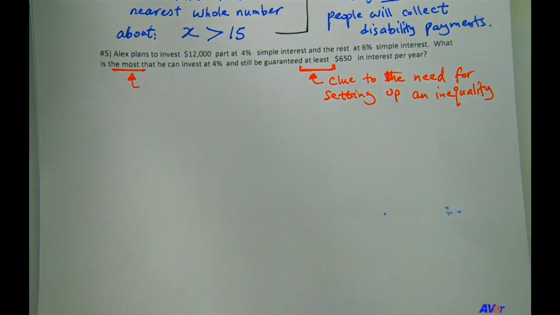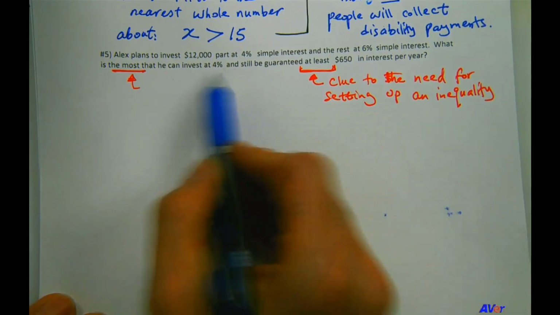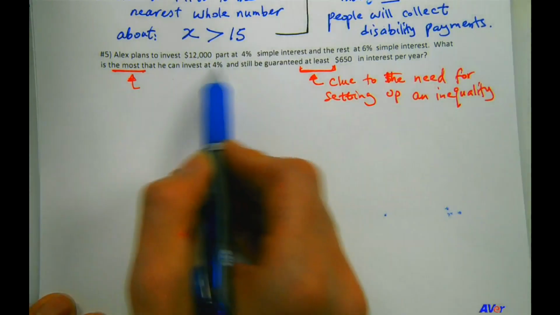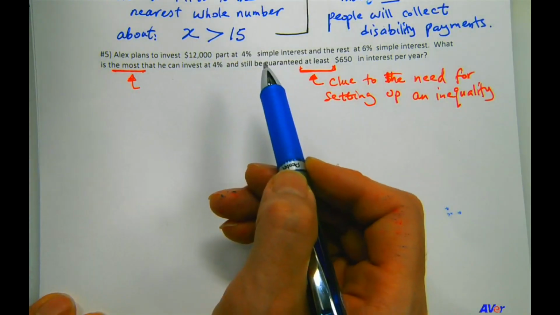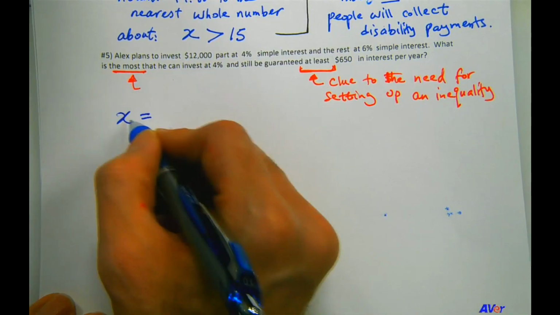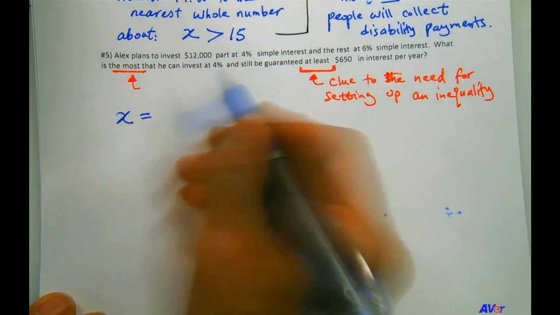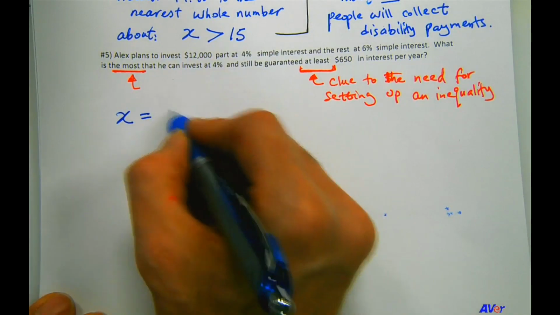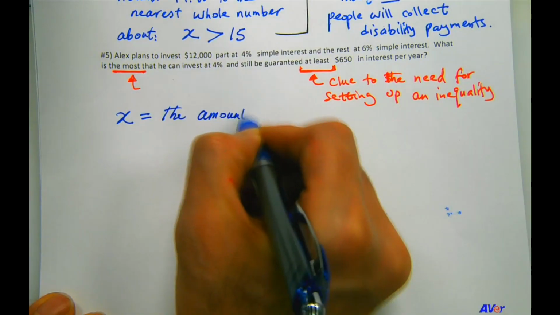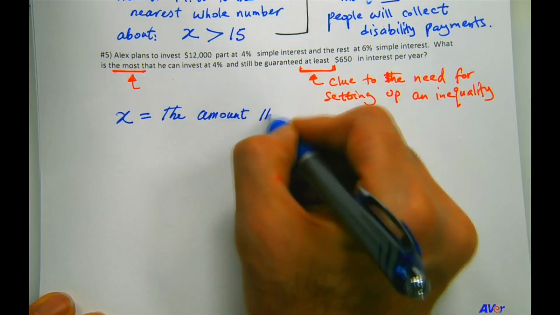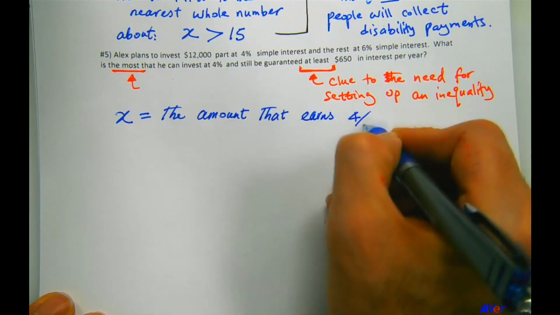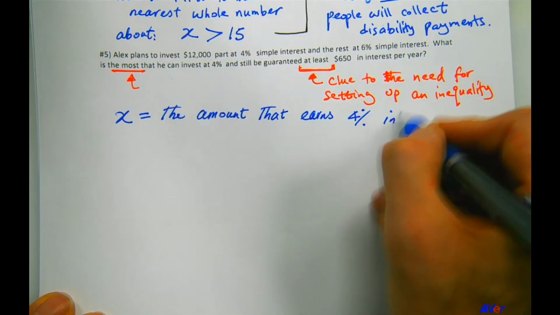Let's do that. So the question is about what is the most that he can invest at 4%. So let's give that the variable. Okay, so let's call it x. You can name any variable you like, such as x. Let's take x as being the amount that earns 4% interest.